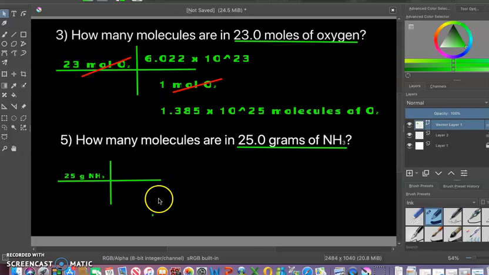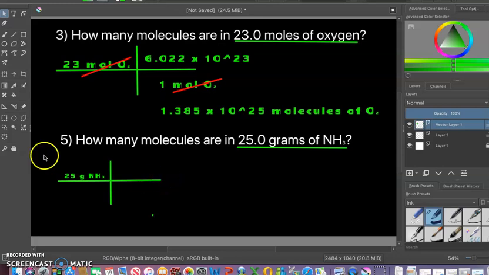Well, we know it's going to be grams of NH3. And what do we want to go up top? We want molecules to go up top, but there's a problem there, right? We don't know how many molecules are in 1 gram of NH3. But what we do know is how many grams are in 1 mole and how many molecules are in 1 mole. So what we're going to do is convert to moles first and then to molecules.